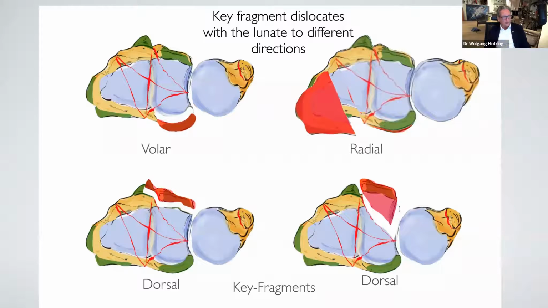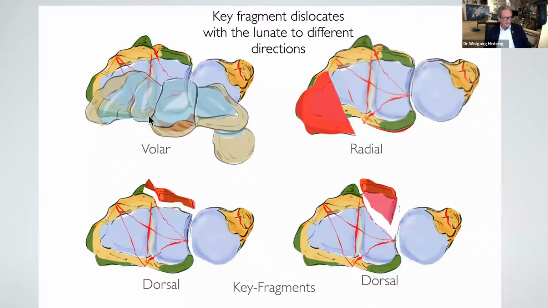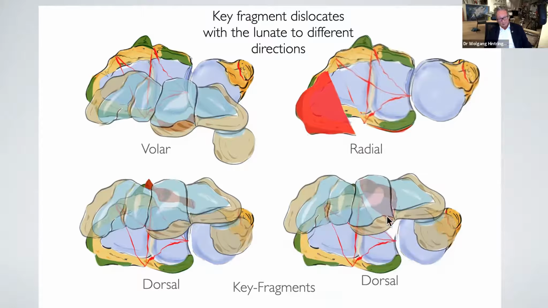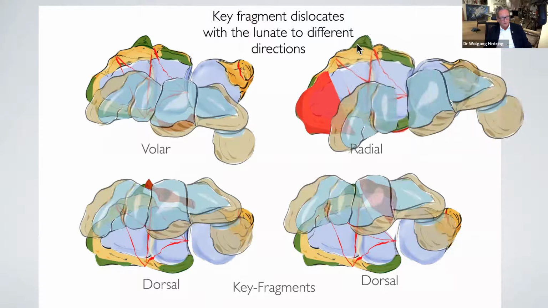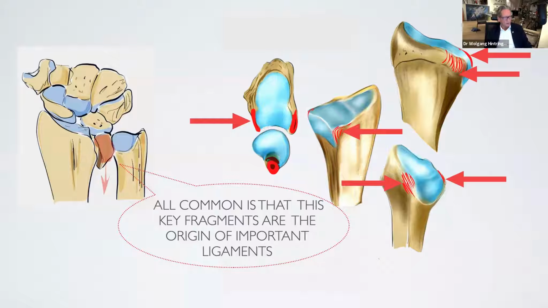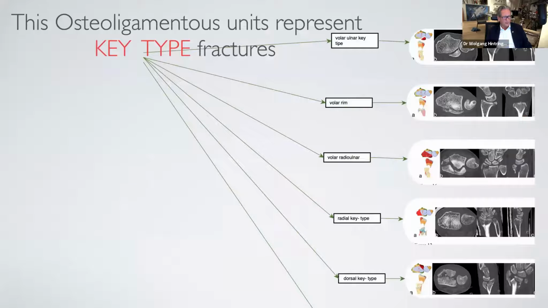The key fragment dislocates with the lunate in different directions. You can see here to the volar side, maybe with a small rim fragment, to the dorsal side with a dorsal rim fragment, with a bigger dorsal fragment to the dorsal side, or even to the radial side, where the radial styloid is a key fragment. Common to all is that these key fragments are the origin of important ligaments. You can see here on the bones the origins of the ligaments.